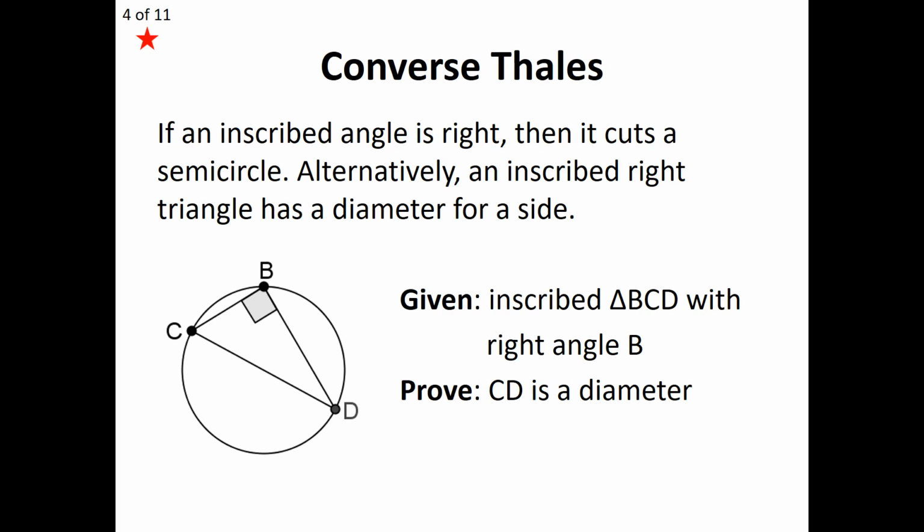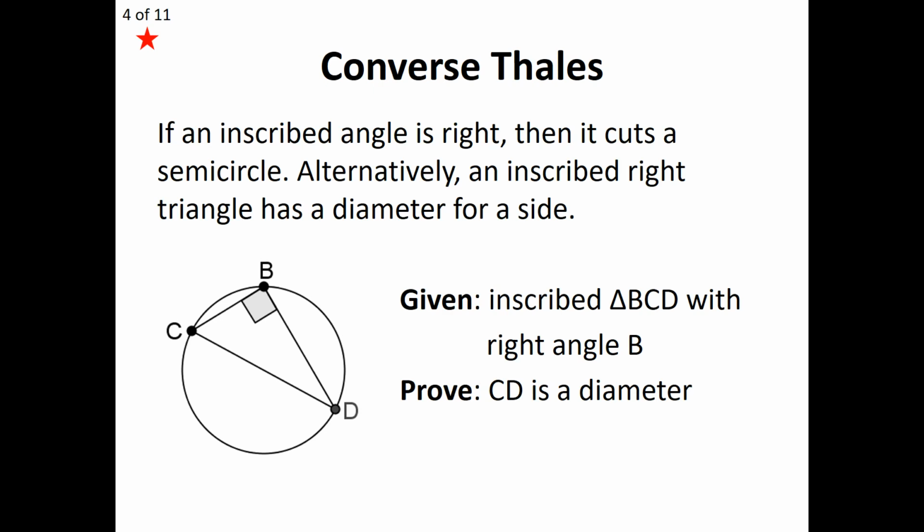So in our diagram below, we have the given inscribed right angle CBD, or angle B. And what we're going to prove is that CD is a diameter. Once again, I'm going to leave this up to you guys to put the details together. I will give you nudges in the right direction.